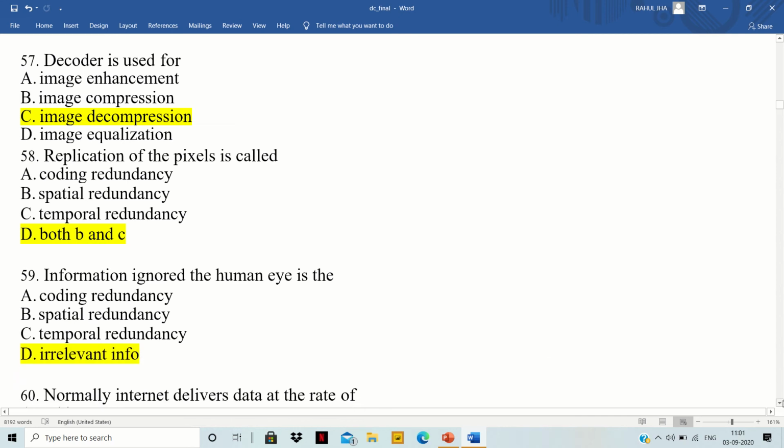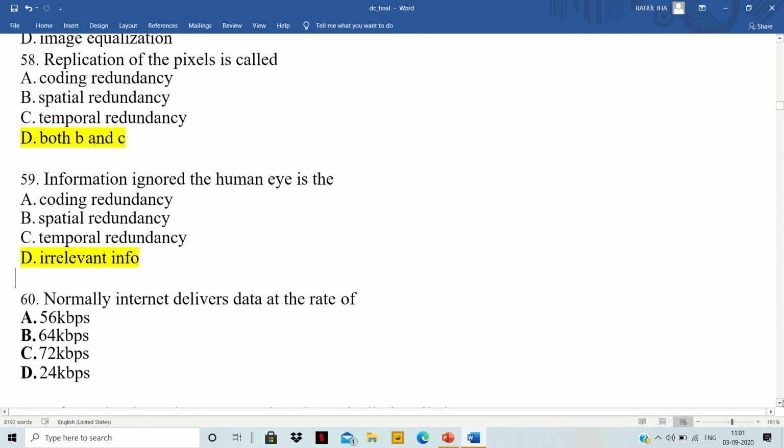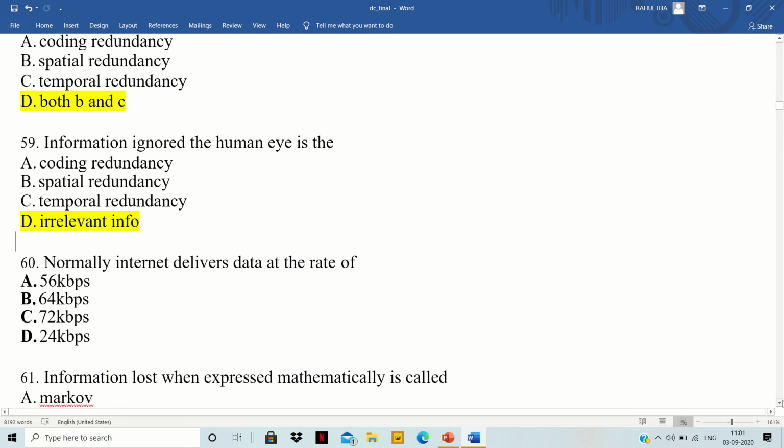Next question. Normally, internet delivers data at the rate of A 56 kbps, B 64 kbps, C 72 kbps, D 24 kbps. So normally internet delivers the data at the rate of option A, 56 kbps. Normal rate is 56 kbps.